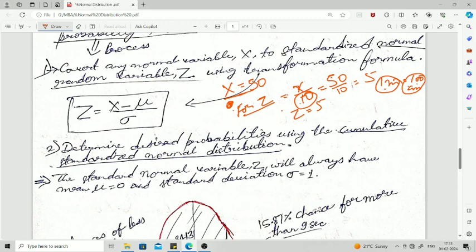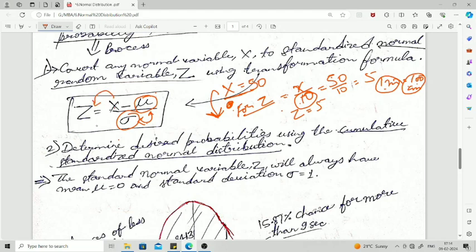Okay, so we can interconvert. For example, if you have to convert from centimeter to meter, you divide by 100, then you get it in meter. In the same way here, for converting x to z, some factors or parameters are used, and in this case they are the mean value and the standard deviation. By using these two, we can convert the x value into the z value.